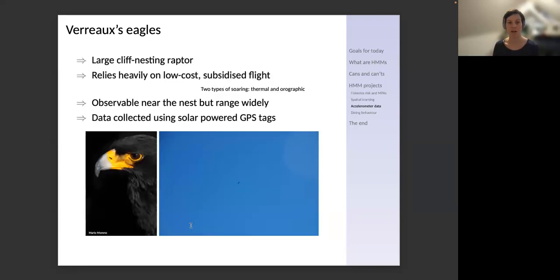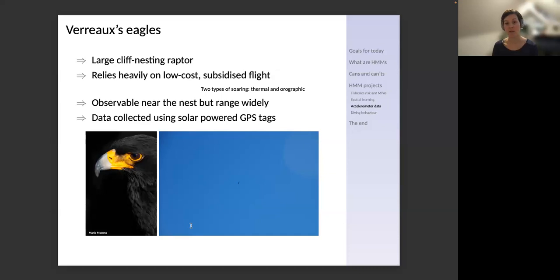Verreaux eagles are large cliff nesting raptors that occur in sub-Saharan Africa. They rely heavily on low-cost subsidized flight because they're very big, and they do 2 types of soaring, mainly thermal and orographic or ridge soaring. So they'll soar up and then tend to glide down and do some feeding and some hunting, and then they'll find a thermal or a ridge line and do the same thing. They're really easily observable near the nest during nesting, but they range really widely.